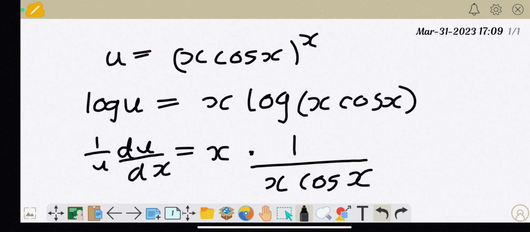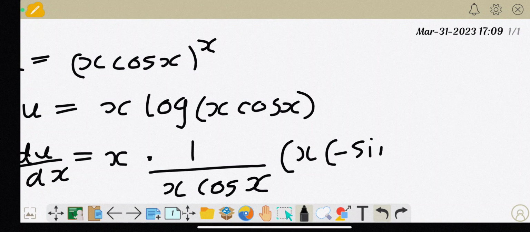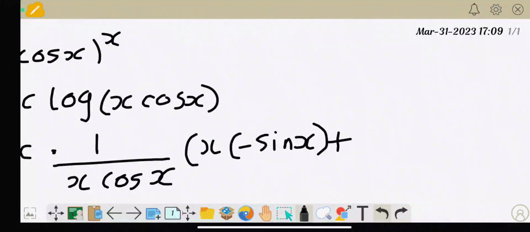cos x, then differentiation of this term, inside term. So how will you differentiate that? Again product rule. So first into differentiation of second. So cos x is minus sin x plus second into differentiation of first. So cos x as it is, differentiation of x is 1. So cos x.